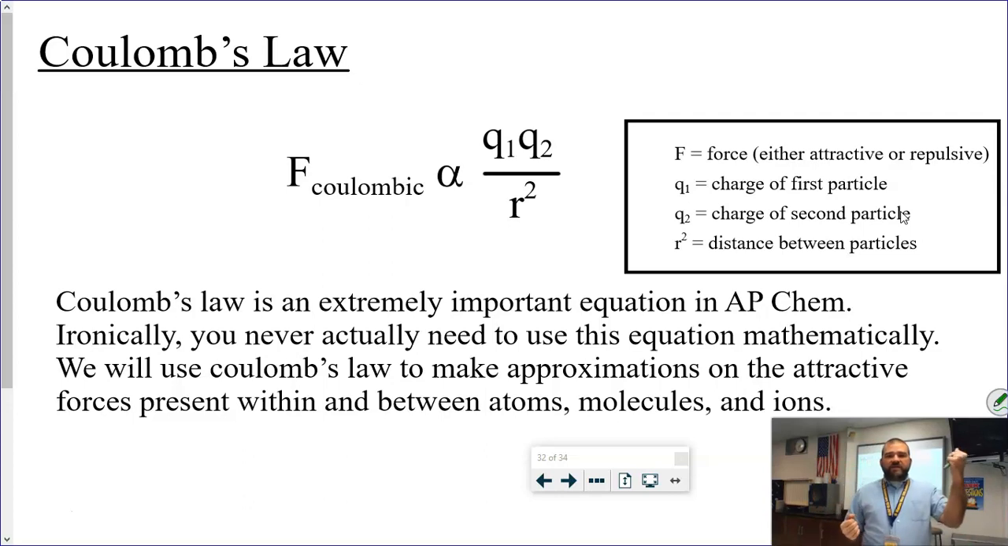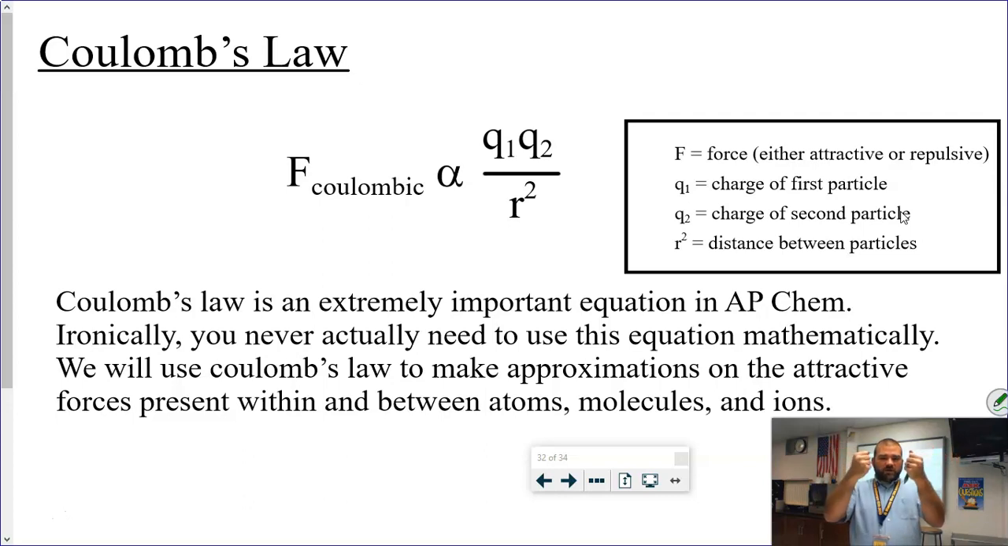If I have a negative and a positive, these are attracted to one another, okay? Opposite charges attract. Like charges repel. And Coulomb's law can be used for either. But if this is negative and this is positive, I know there's an attractive force between them.